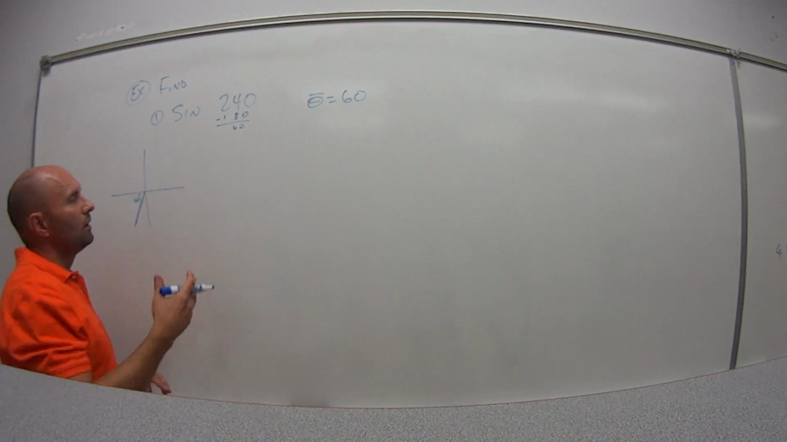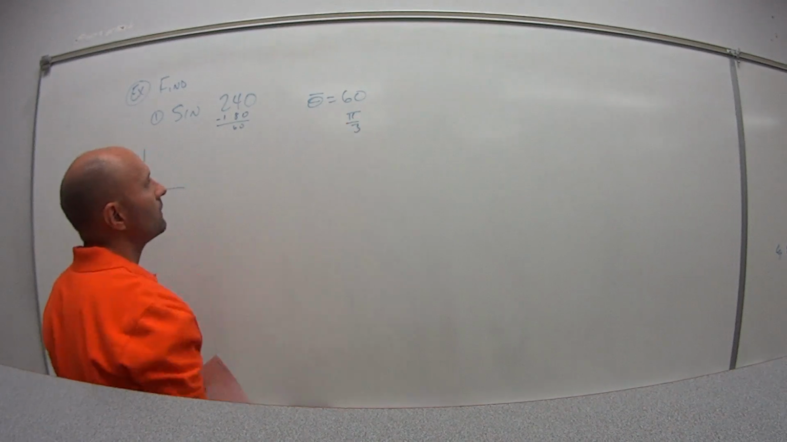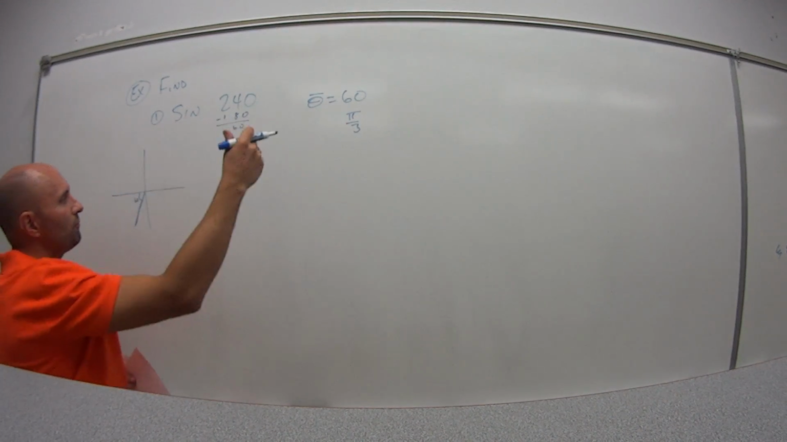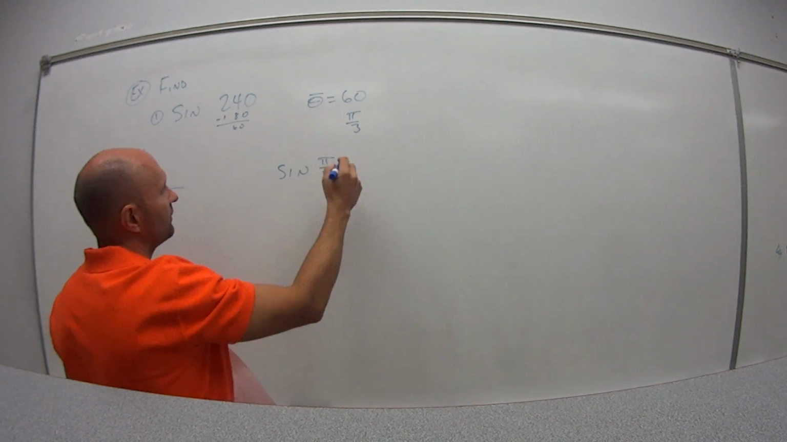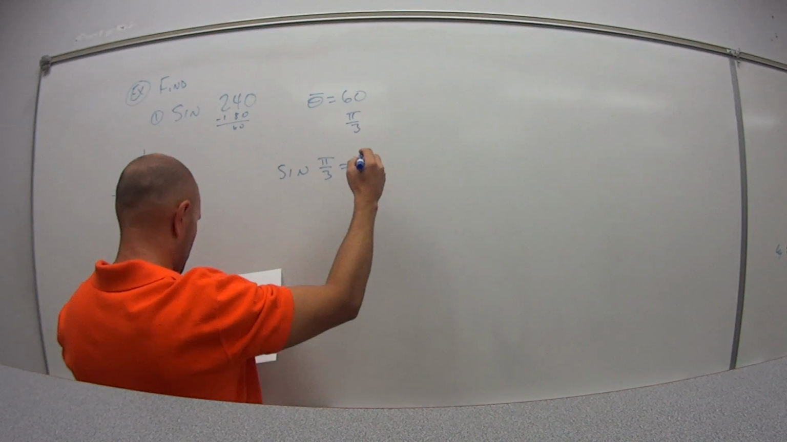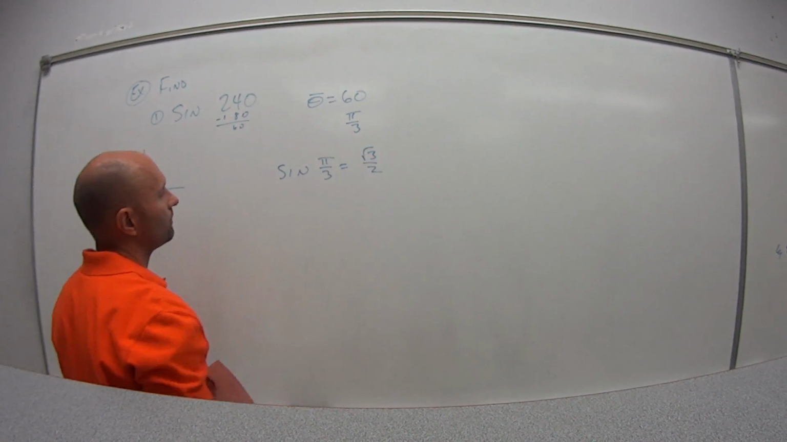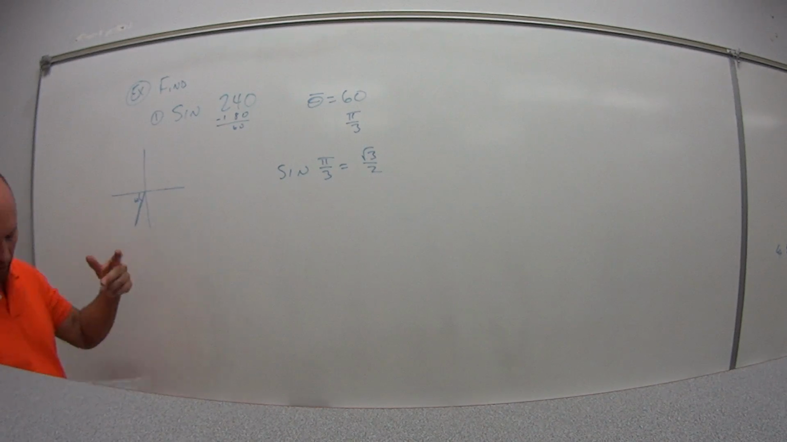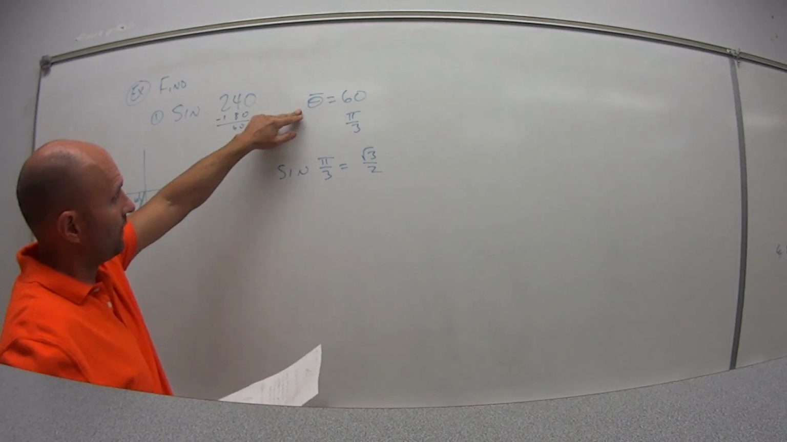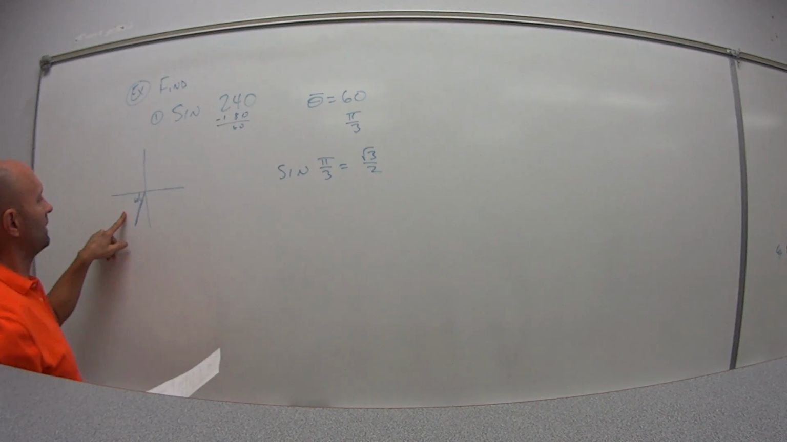So then 60 degrees is like what? It's like pi over 3. So sine of pi over 3, or sine of 60 degrees, is what? It's equal to square root of 3 over 2. Then, so that's part 1 is find our reference angle, and then part 2 is determine the sine.